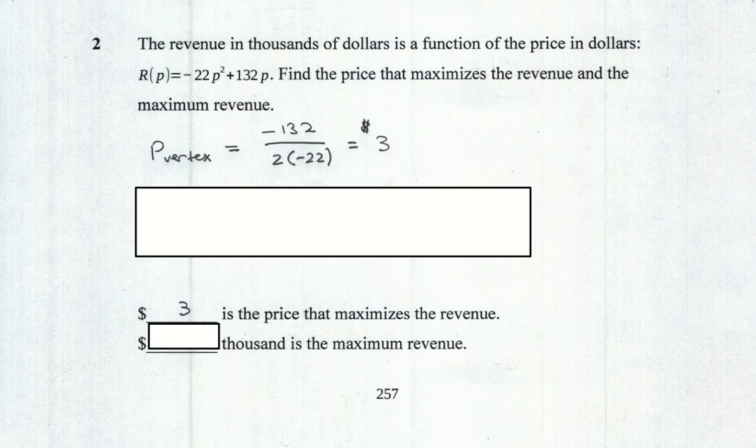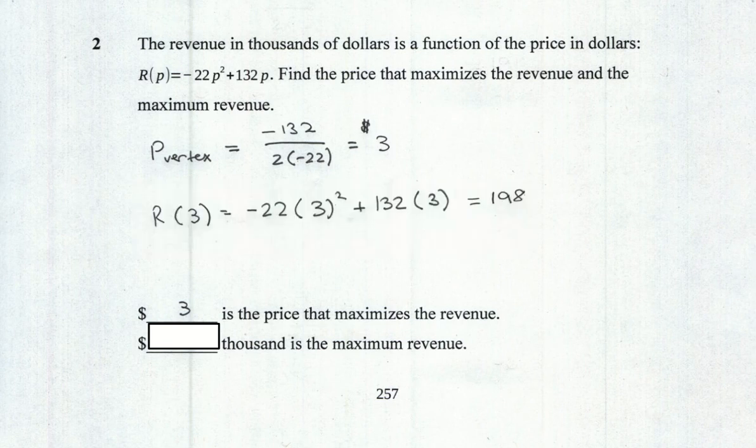Now we also want to find the revenue. So we know that p equals 3. So wherever we see a p, we substitute in 3. So we do some arithmetic, and out pops 198. Remember, that's interpreted as thousands of dollars. So that's about $200,000 in revenue.